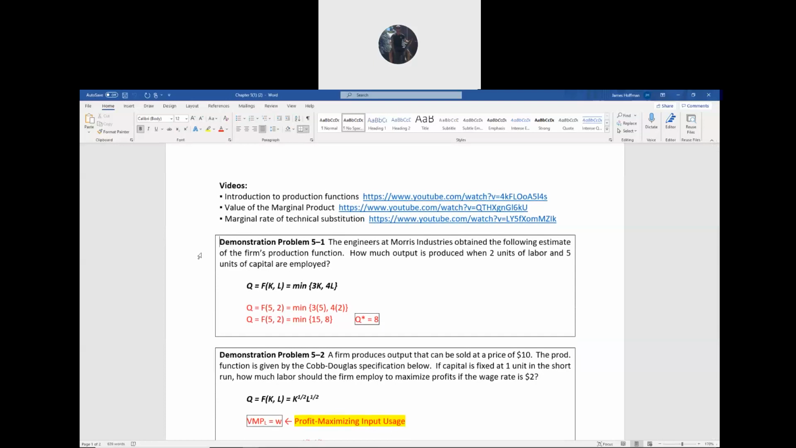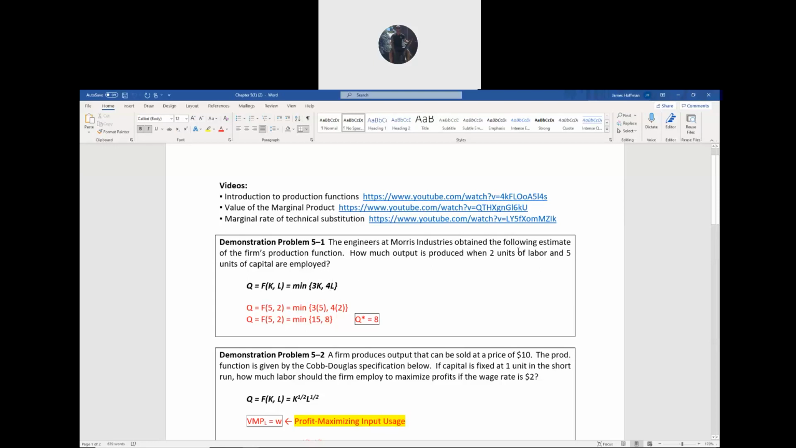The engineers at Morris Industries obtained the following estimate of the firm's production function. How much output is produced when 2 units of labor and 5 units of capital are employed? So here's the production function: Q equals the minimum of 3K, 4L. That means you only get more output when you have this combination, like 3 and 4, 6 and 8. These proportions have to be met, or else you won't get to the next unit of output. You only get more when these exact ratios hold.